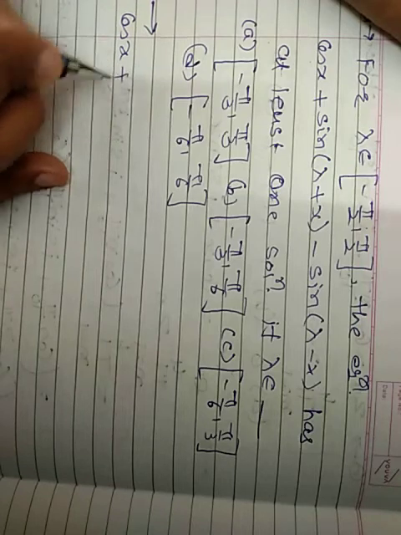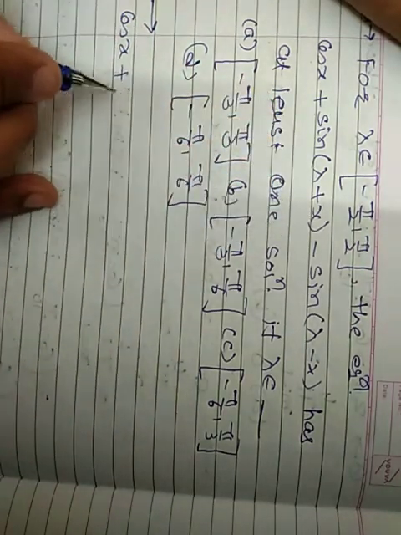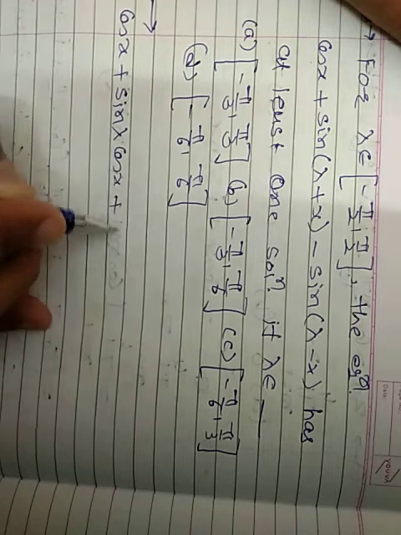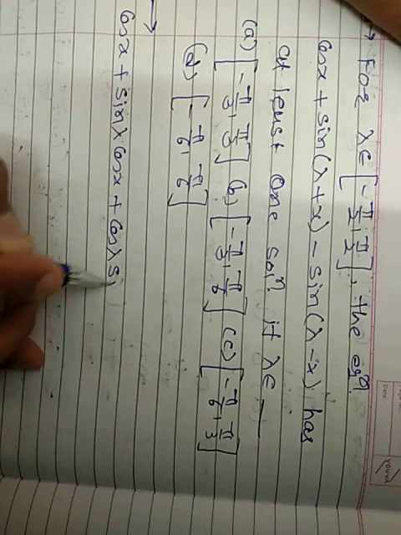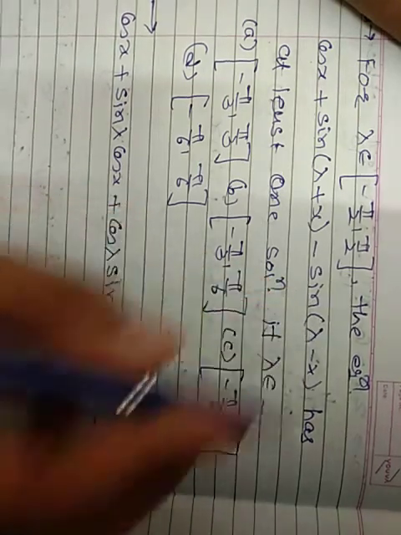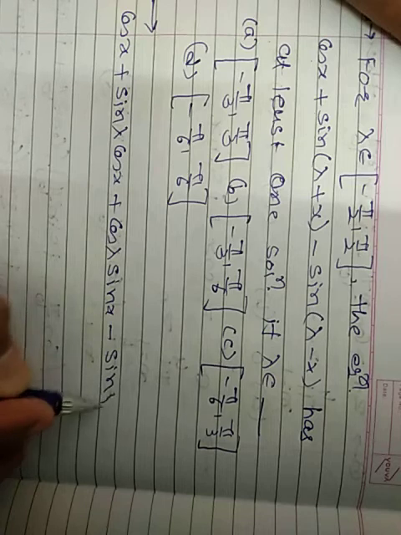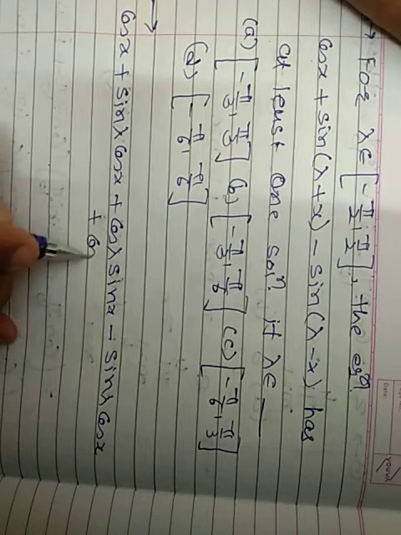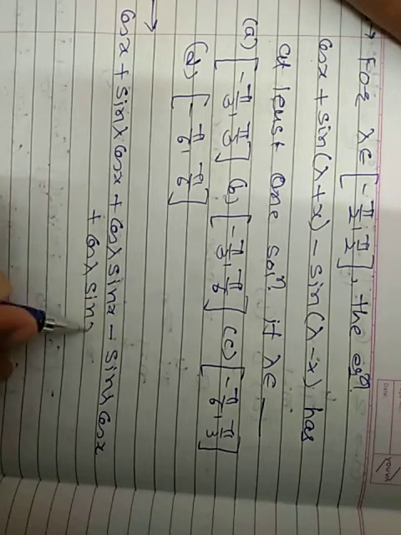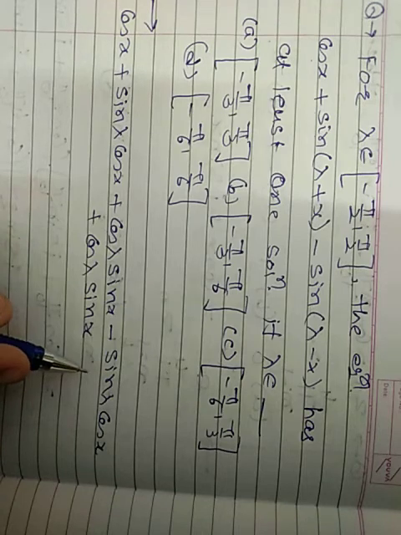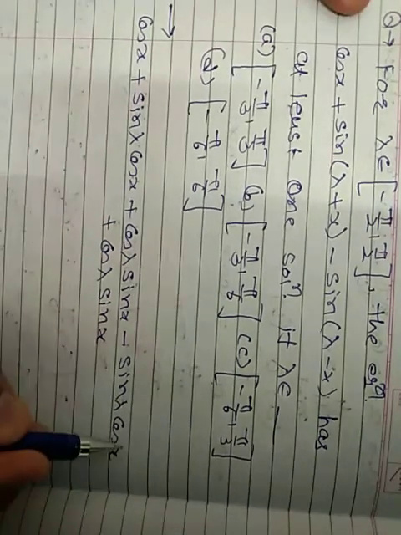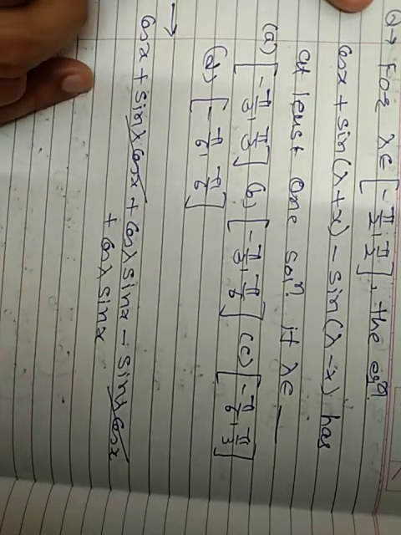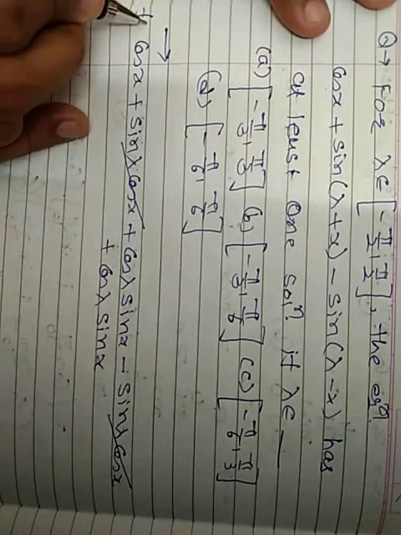Now sin(alpha plus beta) equals sin alpha cos beta plus cos alpha sin beta. Again, sin(alpha minus beta) equals sin alpha cos beta minus cos alpha sin beta. Now, sin lambda cos x cancels. This is your f(x).